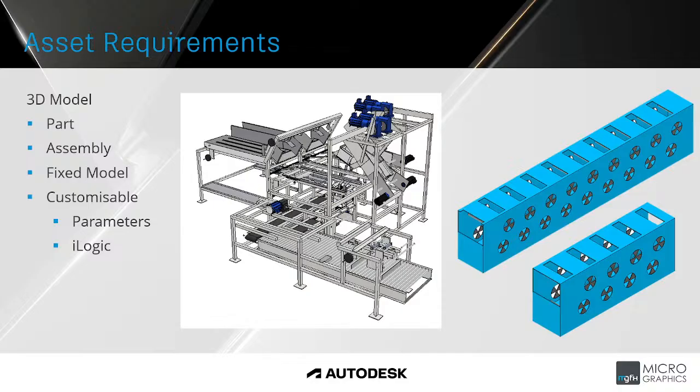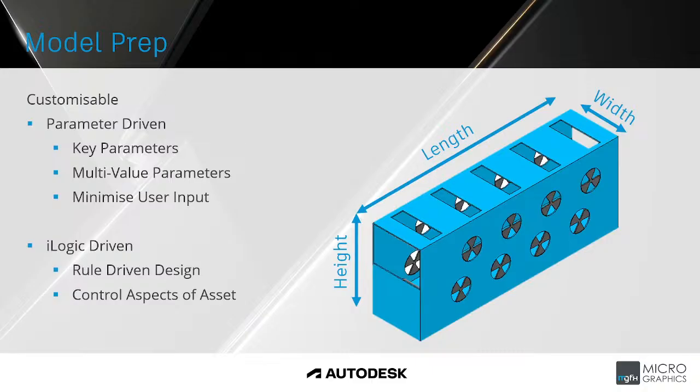So from an asset requirement perspective, we can either put in just a single part, or an entire assembly into the asset library. But there does need to be some preparation. From the parameter side and the iLogic side, as I mentioned, we can set these models up so that they are highly customizable. In this case, the model that I've got is just parameter driven.